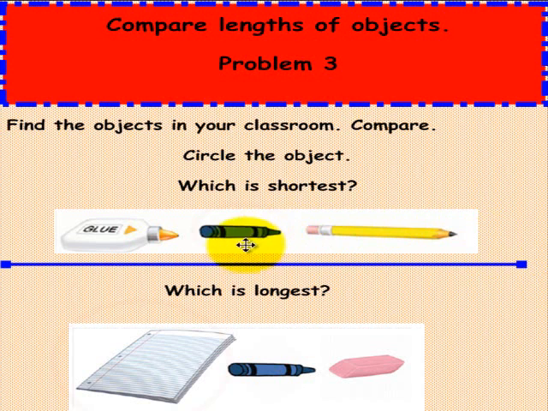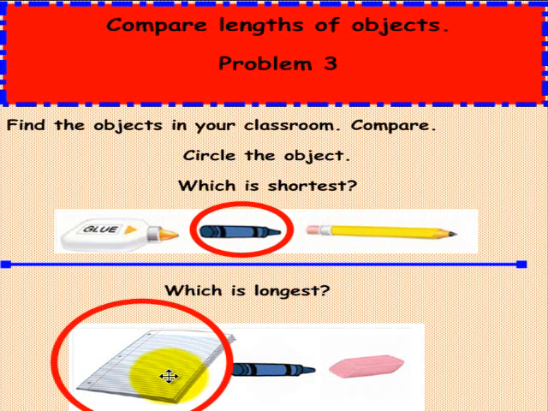Okay, let's look and see. We think that this crayon is the shortest. If you compare, it's shorter than the glue, and it's definitely shorter than the pencil. Which is the longest? We think it is the paper. The paper is longer than the crayon and longer than the eraser. If your answers match ours, that is terrific, wonderful, dazzling.